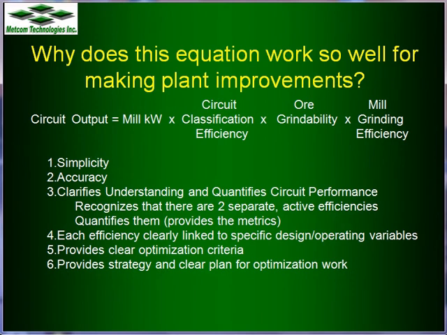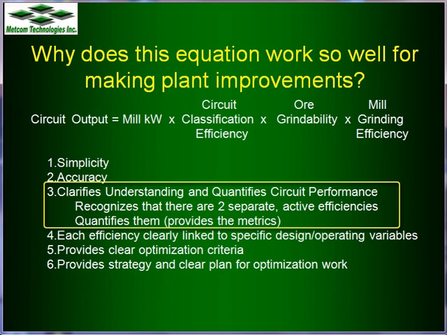The functional performance equation is an excellent tool for making improvements to plant grinding circuits. First of all, it is very simple. Secondly, it is very accurate. Thirdly, it clarifies our understanding and quantifies ball mill circuit performance. It recognizes that there are two separate active efficiencies in play: the circuit classification system efficiency and the mill grinding efficiency. And it quantifies them for us. That is, provides the metrics to measure and see improvements.